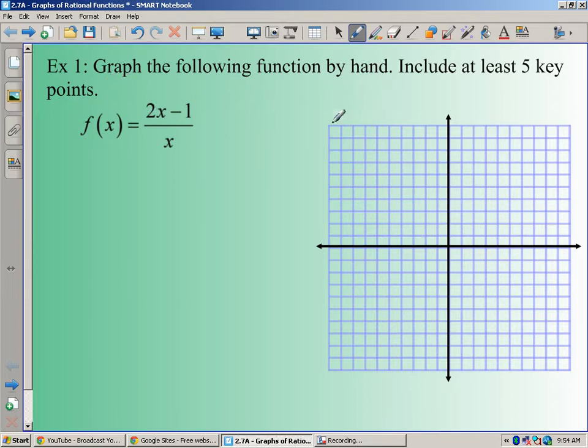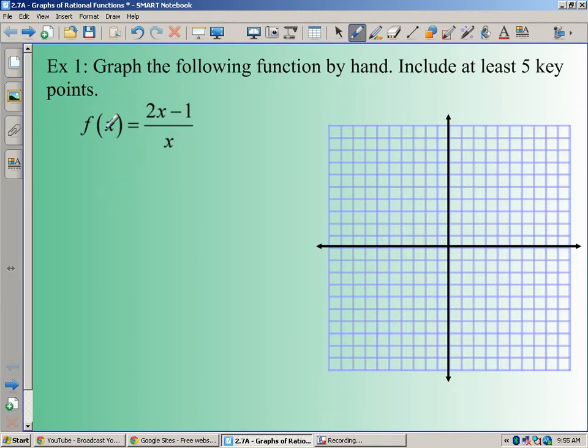So we're going to graph this function by hand, and it says include at least 5 key points. So we're going to go through and get as many key points as we possibly can. The first thing I would be looking for is either vertical asymptotes or horizontal asymptotes, things like that will help us along our way, and then x-intercepts, y-intercepts, and anything else we can find.